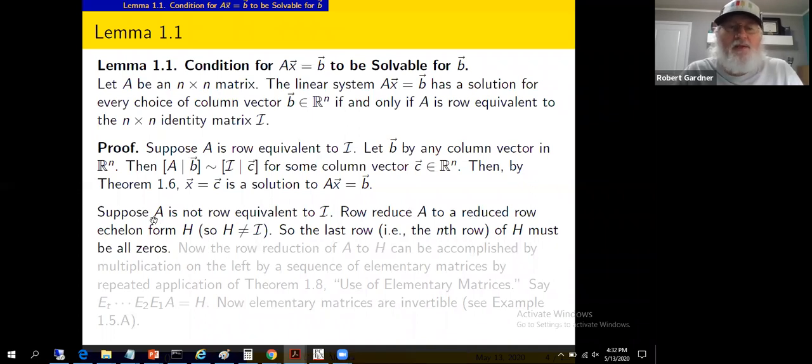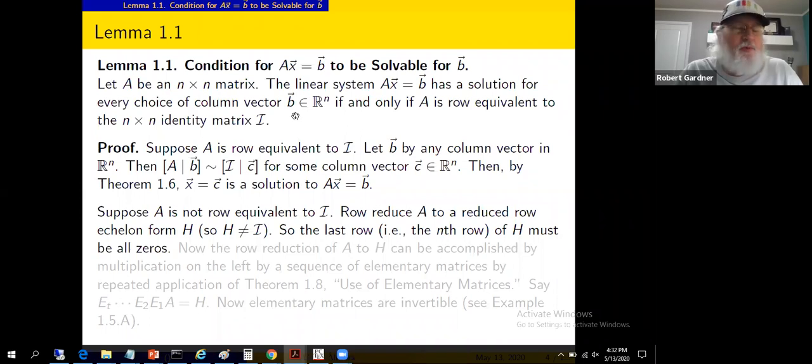Okay, let's look at it from the other logical direction. Suppose A is not row equivalent to the identity. What we're going to do is show, so we're looking at the contrapositive of the statement. If A is not row equivalent to the identity, we need to show the negation of this: the linear system AX equals B does not have a solution for every choice of column vector B.